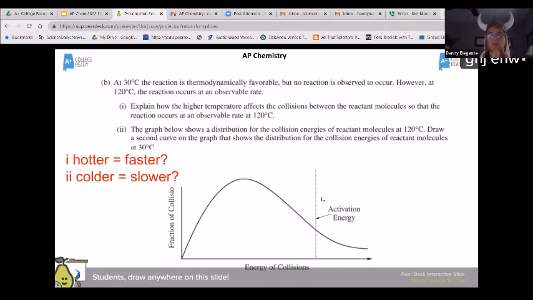The second part, colder is slower. All right, so at 120 degrees, that's our graph, and we want to draw the colder molecules. So for y'all, for this slide on Pear Deck, I want you to go ahead and draw right on top of the slide, right on top of the graph. What do you think the line would look like if it was a cooler set of conditions, 30 degrees, not 120 degrees? Just go ahead and take a stab. What do you think this would be?